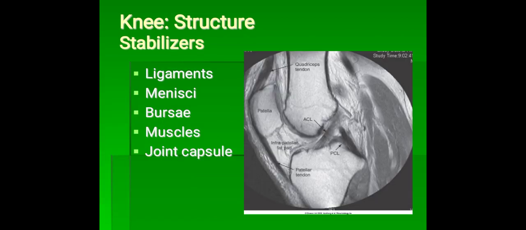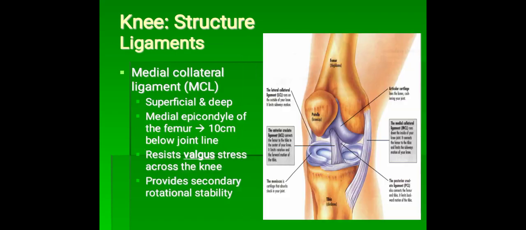Stabilizers. The knee joint stabilizers are ligaments, menisci, bursa, muscles, and joint capsule. Ligaments. Four major ligamentous structures are present in the knee joint, which include the medial collateral ligament, lateral collateral ligament, anterior cruciate ligament, and posterior cruciate ligament. These ligament structures statically stabilize and dynamically constrain the knee motion.